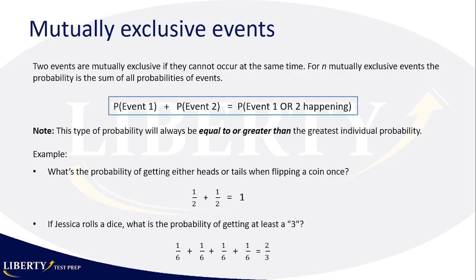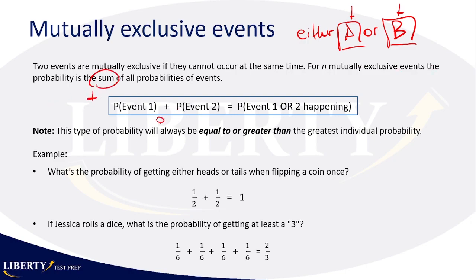Okay, that's different from mutually exclusive events. Because mutually exclusive events means A could happen, but B cannot happen. So it's either A or B. So your outcomes are conditioned. If you get one, then you won't get the other one. Two events are mutually exclusive if they cannot occur at the same time. For n mutually exclusive events, the probability is the sum, addition.